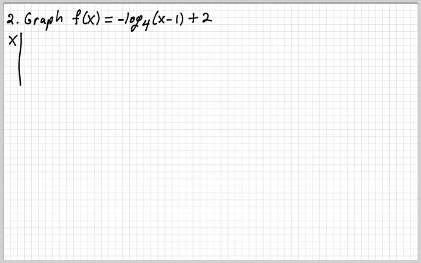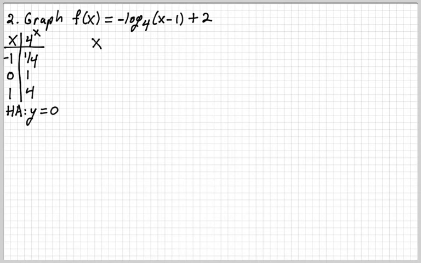So we're going to graph f of x is equal to negative log base 4 of x minus 1 plus 2. Okay, now the base of the logarithm is 4, so we're going to look at the exponential of 4 to the x. And we do this so we can generate the logarithm of base 4. So our ordered pairs are negative 1 and 1/4, 0 and 1, 1 and 4, horizontal asymptote, y equals 0.